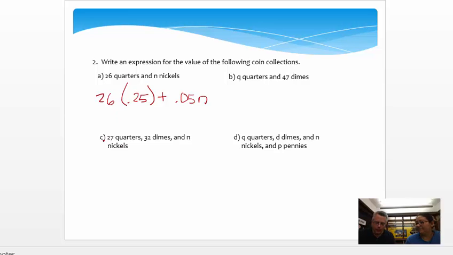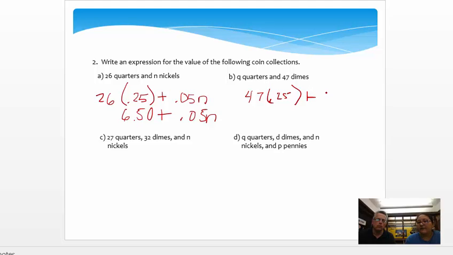And the only thing left is to simplify the part we can. 26 times 0.25 is 6.5. 6.5 plus 0.05n. Very good.